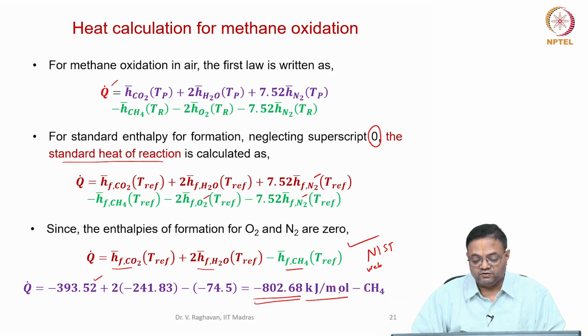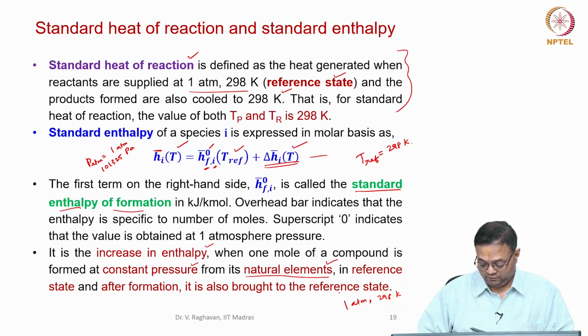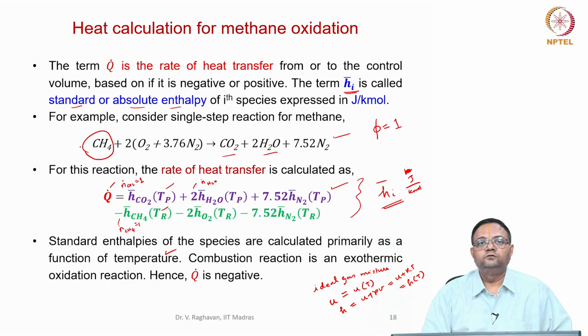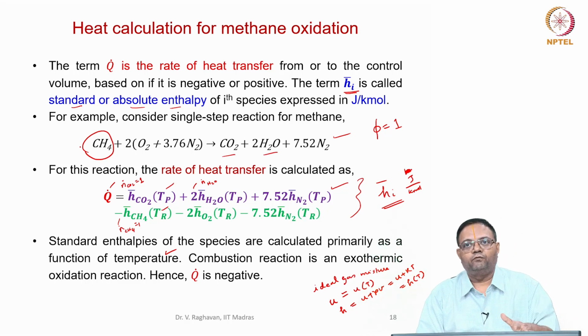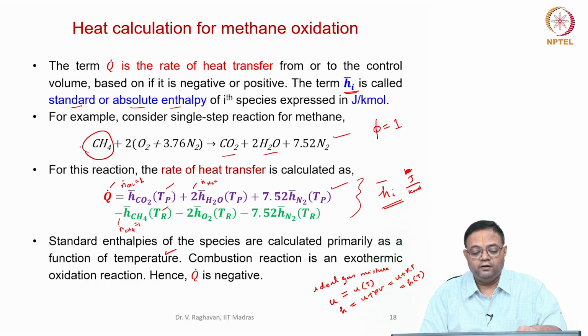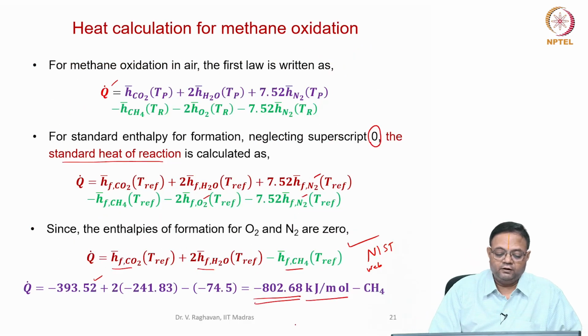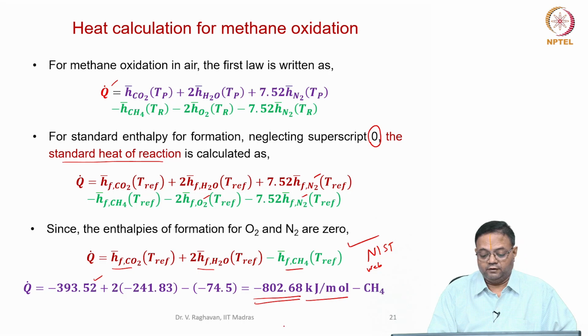Why I say mole of methane specifically is because this reaction is written per mole of methane. The global reaction is written per mole of methane, and based upon this reaction only, the first law is written. Correct? The number of moles of products, etc., depends upon the number of kilomoles of methane used. Here, the number of kilomoles of methane is 1. So, the reaction is written per kilomole of methane, and the standard heat of reaction is calculated per kilomole of methane, kilojoule per mole of methane in this case.